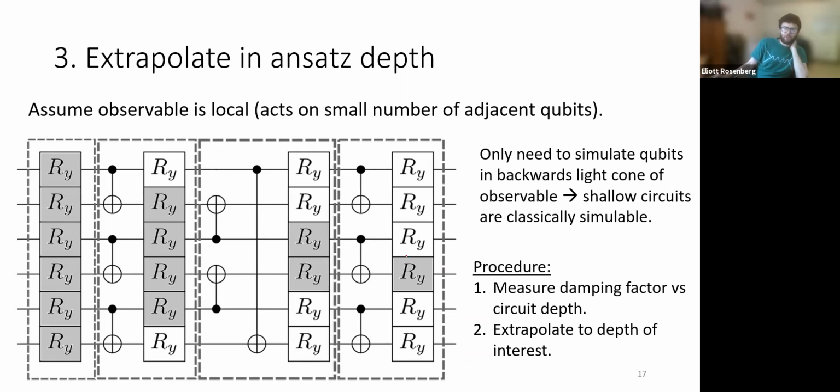But it refers to the fact that, for example, if you're measuring an observable on this qubit, then only the qubits that are in this cone that I'm drawing affect that measurement. And so you only need to simulate those qubits. And the advantage that this gives us is that even for arbitrarily large number of qubits, you can simulate shallow depth ansatz as long as you're measuring local observables, and the ansatz is also local.